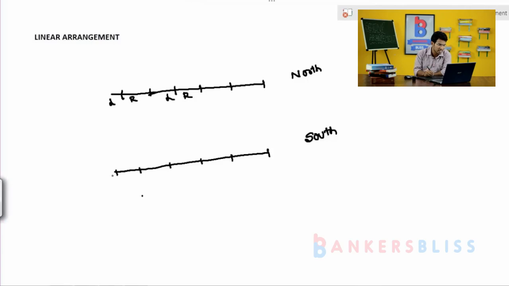So this is considered as a right and this is considered as left. Again this is considered as right and this is considered as left, up to here. Is it clear? North direction, it is nothing but our left, our right. South direction, it should be reverse. Left becomes the right and right becomes the left.